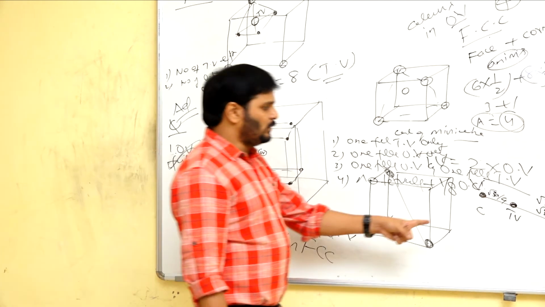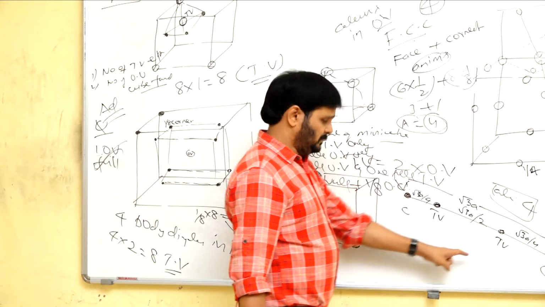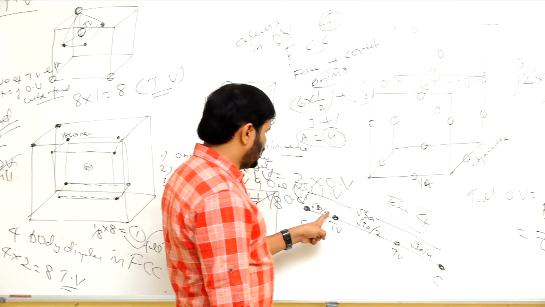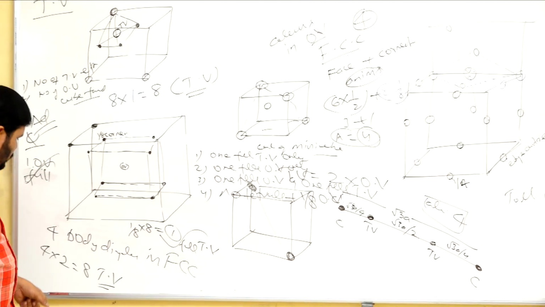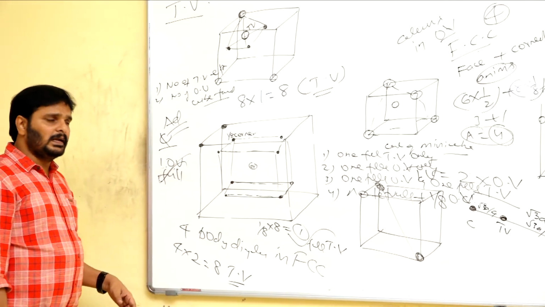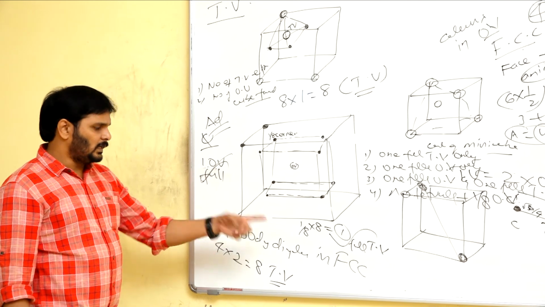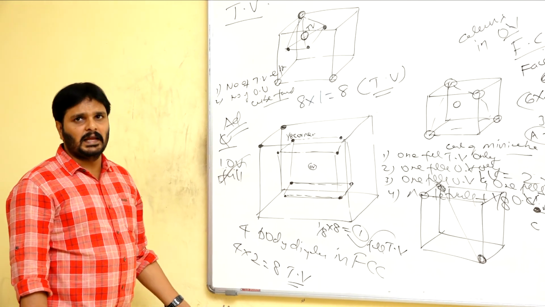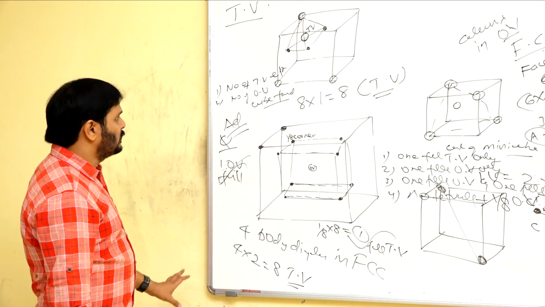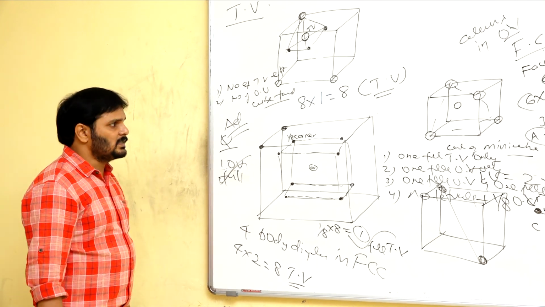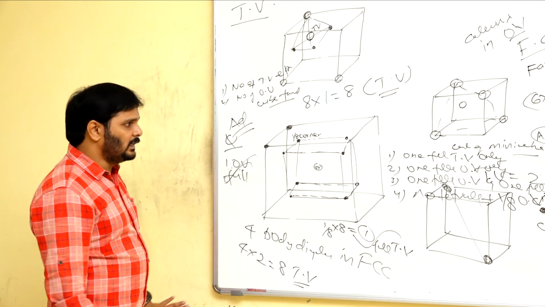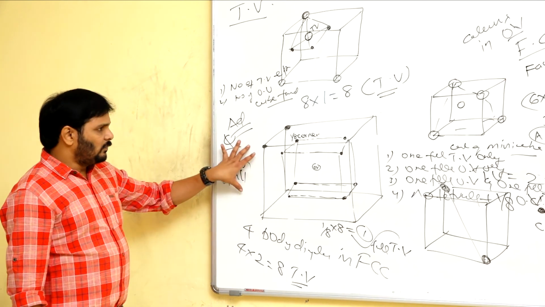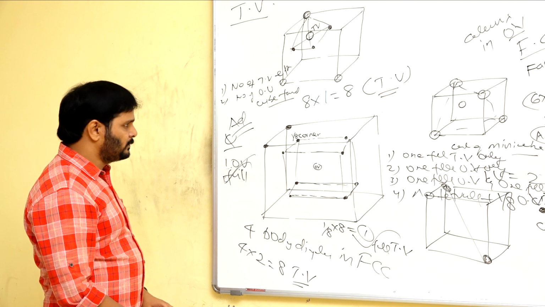Now the distance between two tetrahedral voids is root 3a by 2. The distance between a corner and a tetrahedral void is root 3a by 4. There are 4 body diagonals in total, so the tetrahedral voids are placed 2 on each body diagonal. So this is about the concept of identifying voids in the FCC structure.